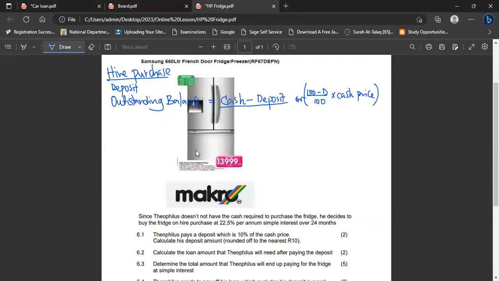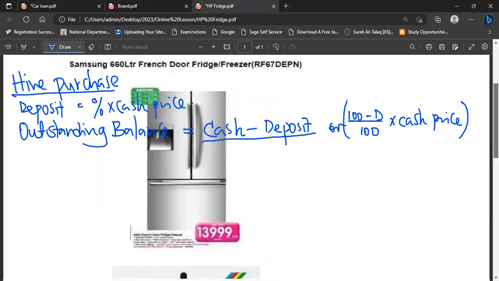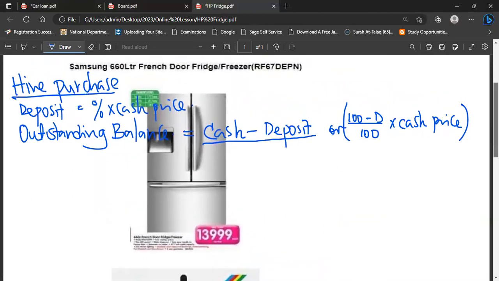All right, now this is when you're looking for the outstanding balance. But if they ask for the deposit, only take the percentage for the deposit times the cash price. Hire purchase.